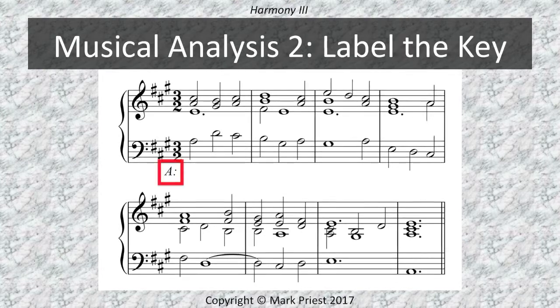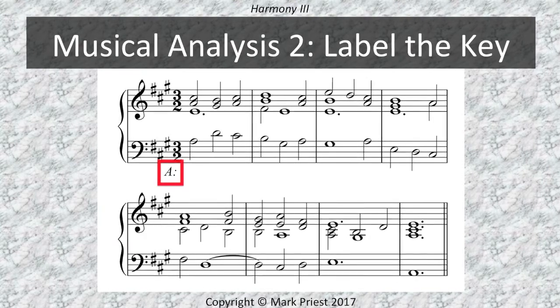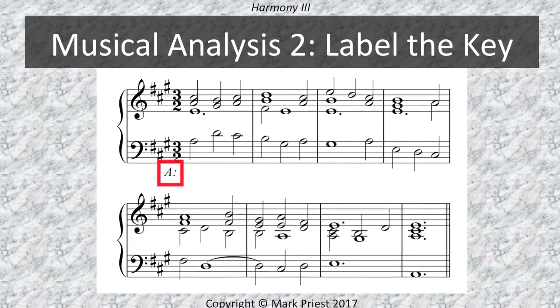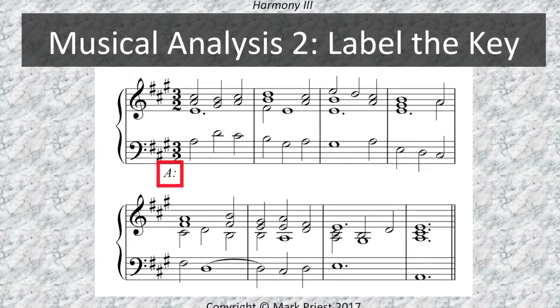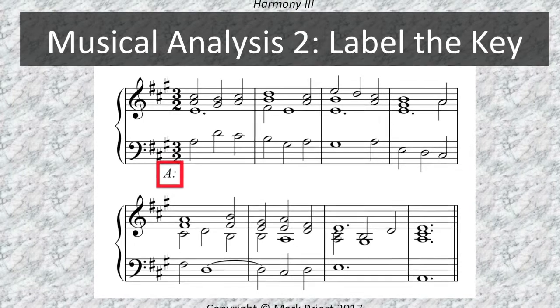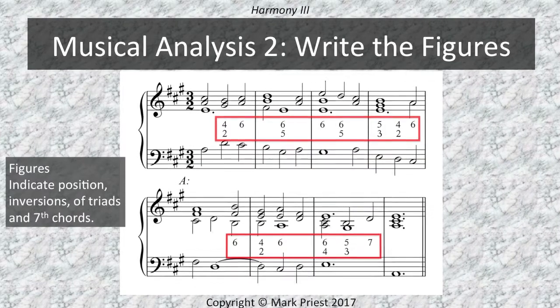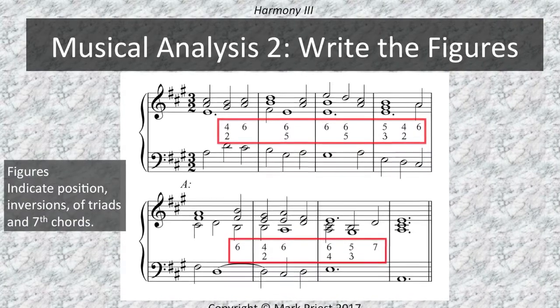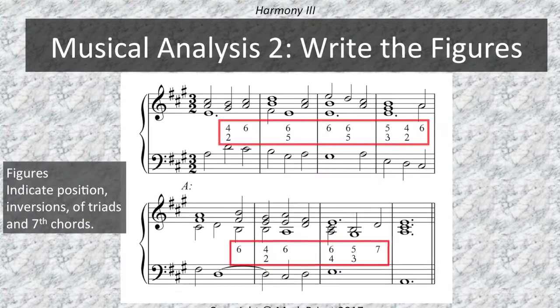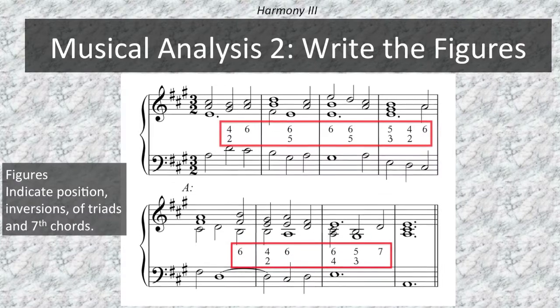Label the key below the bass staff according to the key signature. Next, write in the figures over the bass notes. Figures indicate whether triads and seventh chords are in root position or inverted. Have we made any mistakes in our figuring so far?